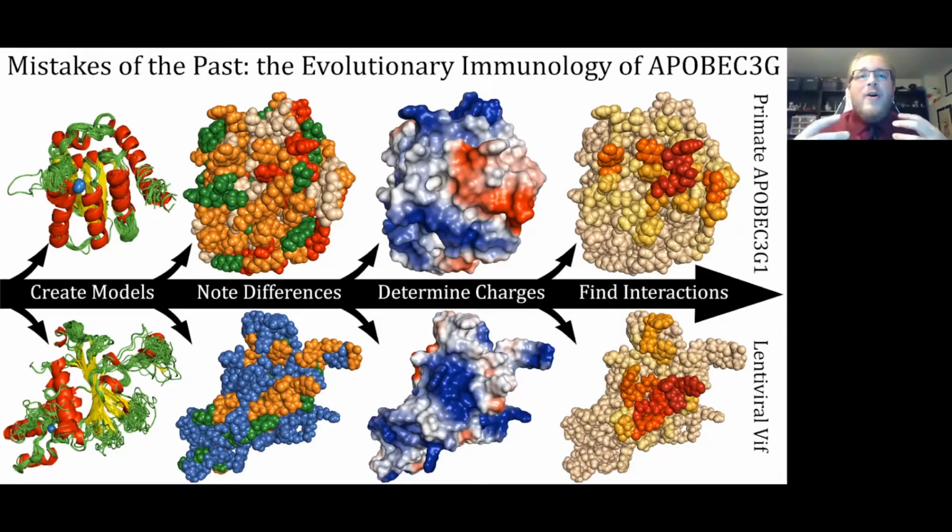We also used HADDOCK to map the interactions between these proteins, docking them with one another. And we found that the same 3D locations of binding are maintained across the evolutionary pressure, but through drastically different chemical means.